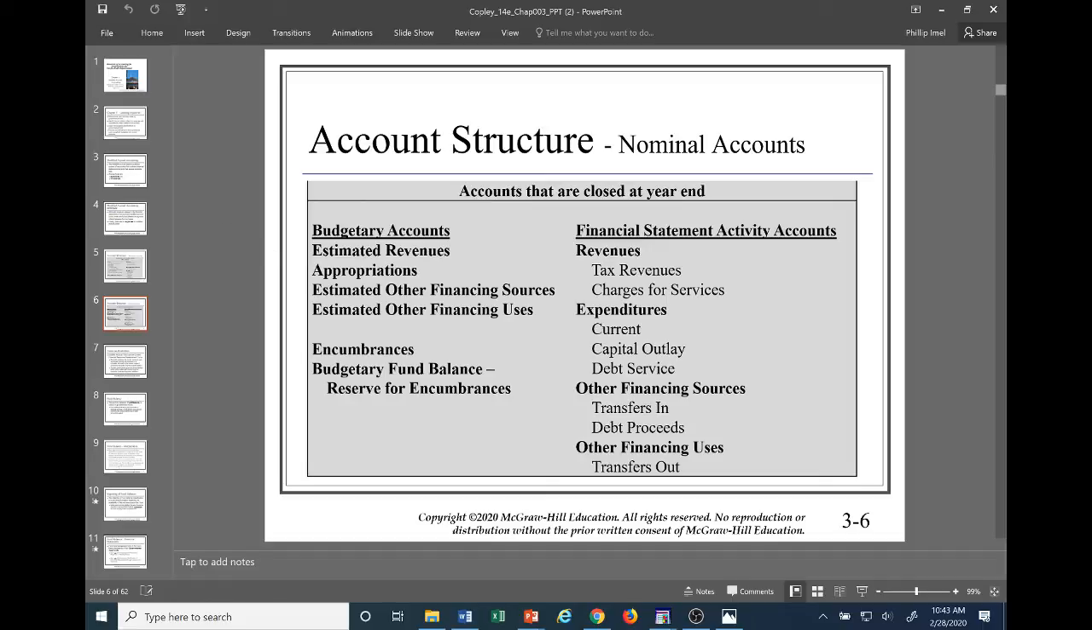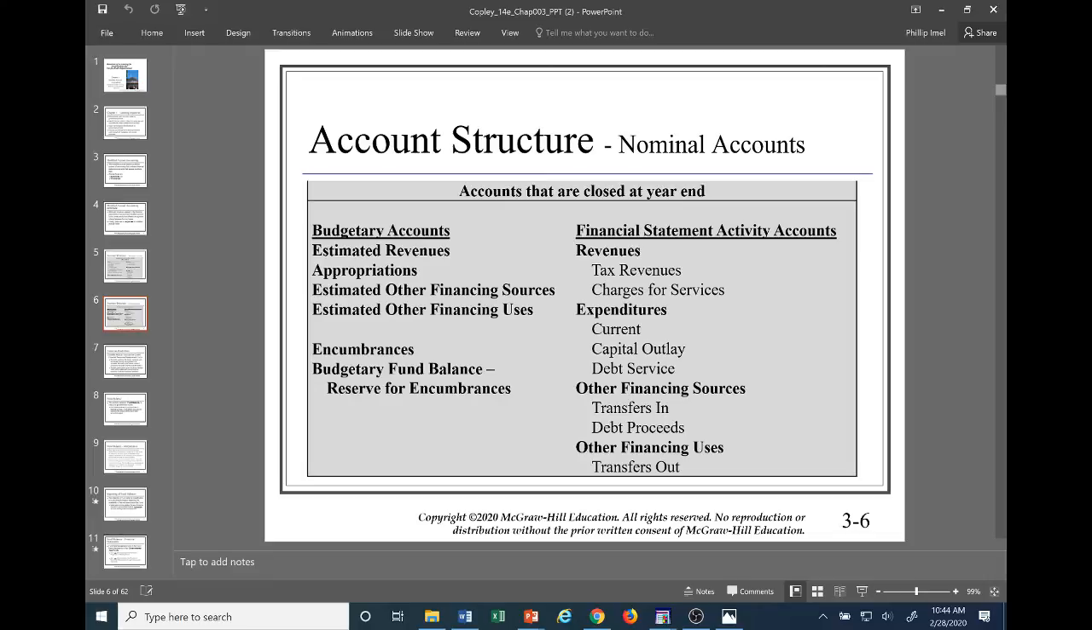Then remember we have the budgetary accounts as well. Remember when we set the budget, we have the estimated revenues as a debit. Remember, estimated other financing sources as a debit, appropriations credit, estimated other financing uses credit, and then we plug the fund balance, right? The other budgetary accounts that we have are encumbrances. Remember, encumbrances are used for what?